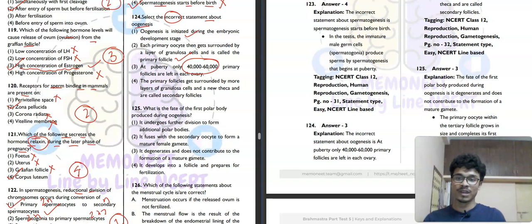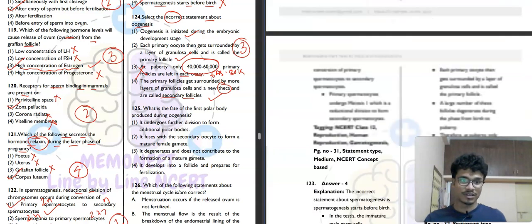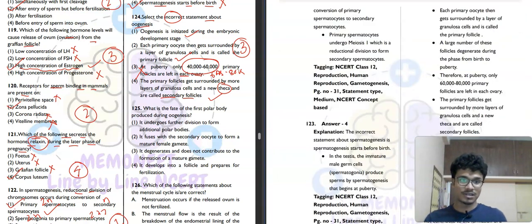So how many primary follicles are left? That is 60,000 to 80,000 left in each ovary. That's why this statement is incorrect. The primary follicles get surrounded by more layers of granulosa cells and a new theca. When theca comes, that means it is a secondary follicle. It's also a correct statement. So the third option is the incorrect statement. That's why it will be our correct answer for this question. You can also check in the explanation. That is 60 to 80,000.